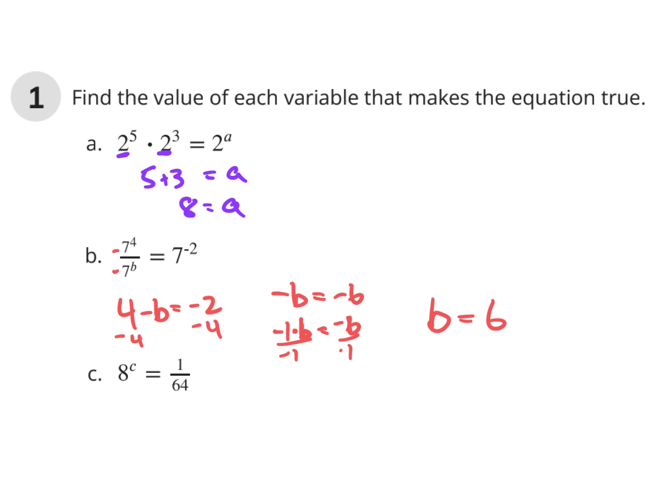Okay, so C, 1 over 64. So 64 is 8 squared. So that's 1 over 8 squared. And we know the negative exponent is negative. So C equals -2.